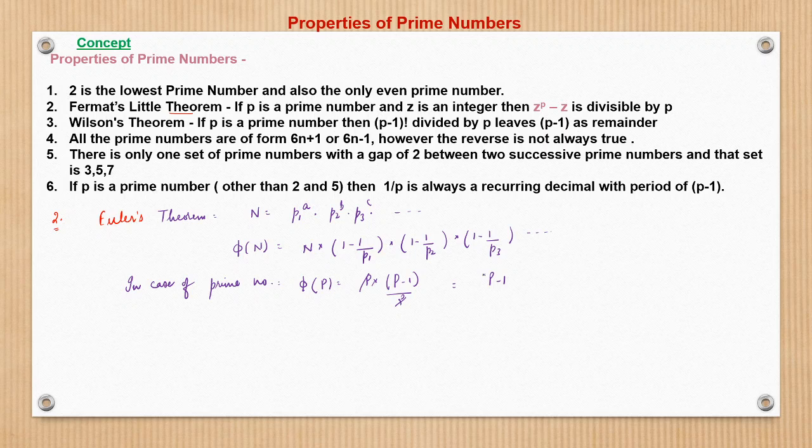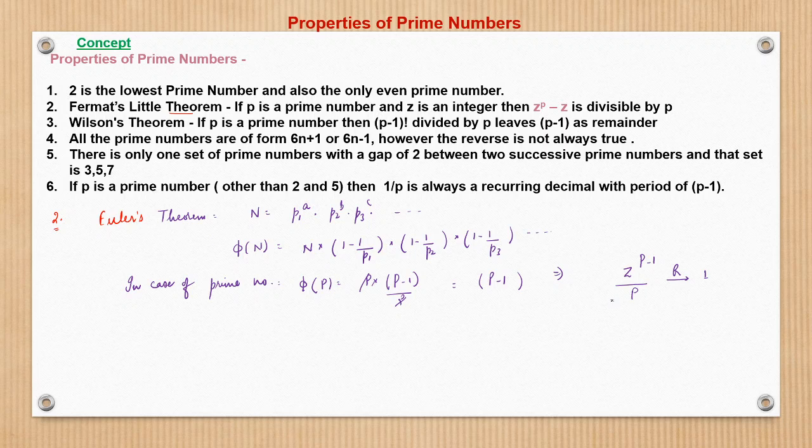So what does this mean in terms of remainder? This implies that any number co-prime to p, say suppose z, which is co-prime to p, then z raised to power p minus 1 divided by p will give a remainder of 1, right? This is the basic approach.